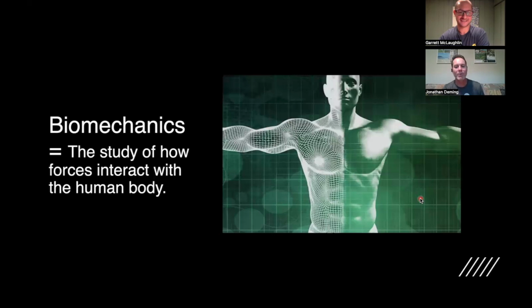So then the other term I want to define is biomechanics, because as I said, what I really focus on is the study of biomechanics and analyzing that, and that's a big word that gets thrown around.